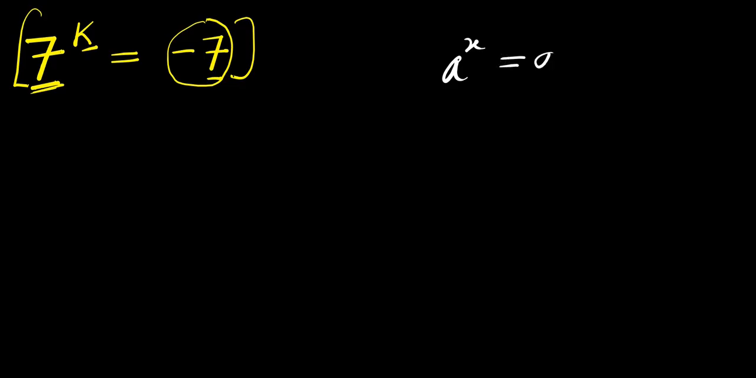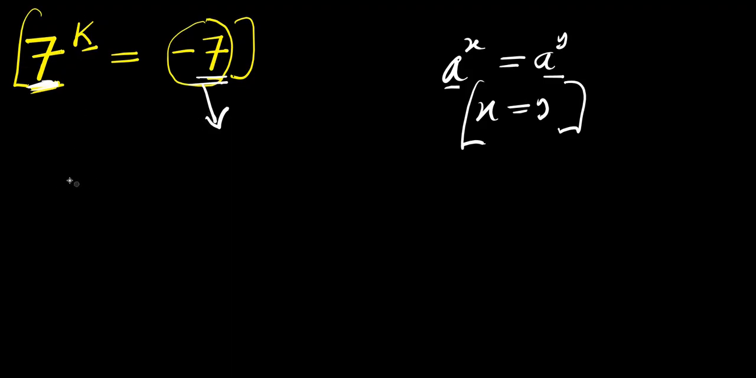A power x equals a power y, so x equals y, because the bases are the same. But in this case, this base and this base are not the same, so we cannot compare the exponents. Now, we need to express this in another form.